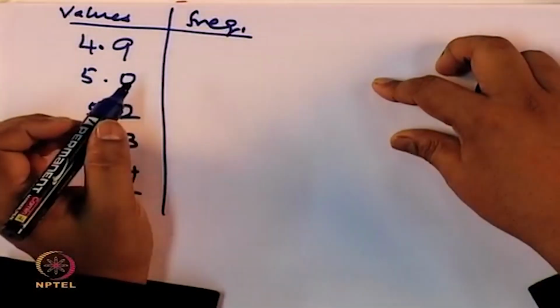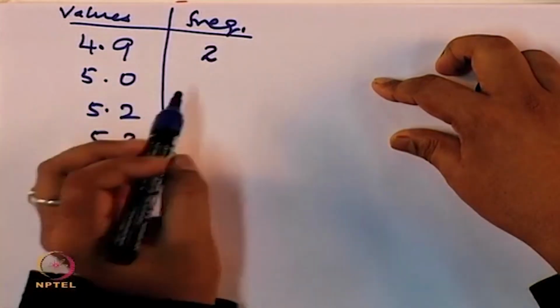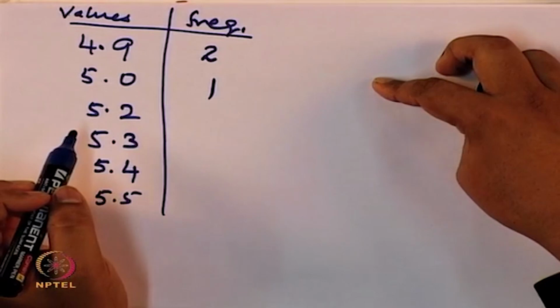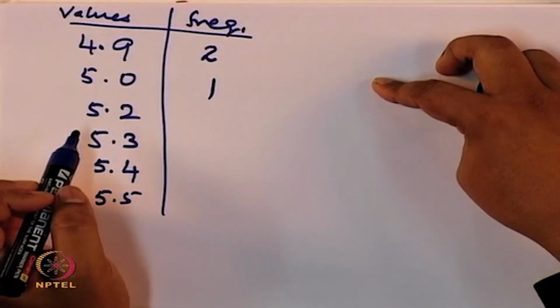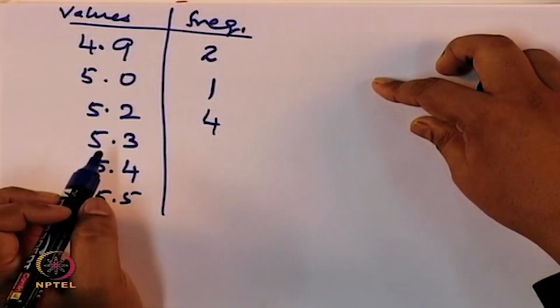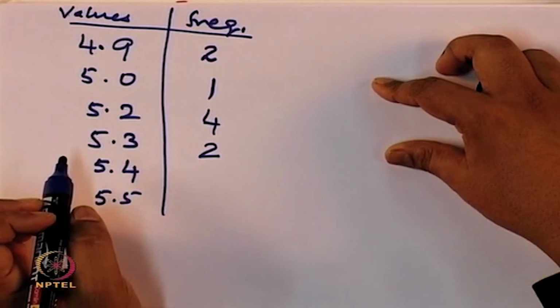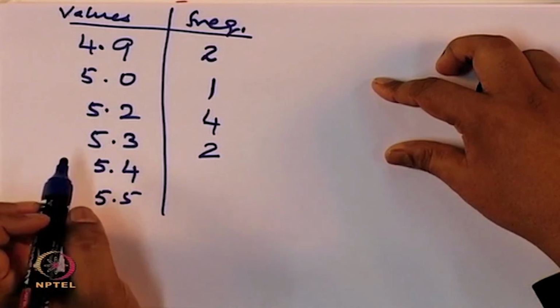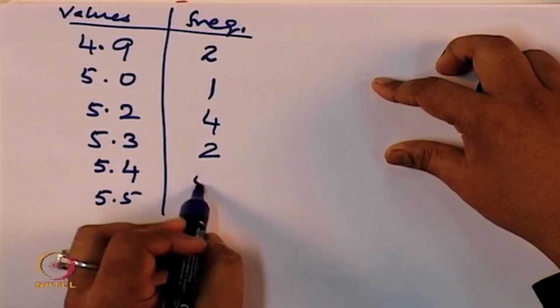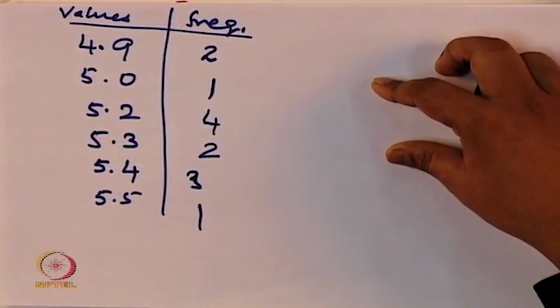Okay. 4.9 appears twice, 5 appears once, 5.2 appears 1, 2, 3, 4 times. 5.3 appears 2 times, 5.4 appears 3 times, and 5.5 appears once. Okay.